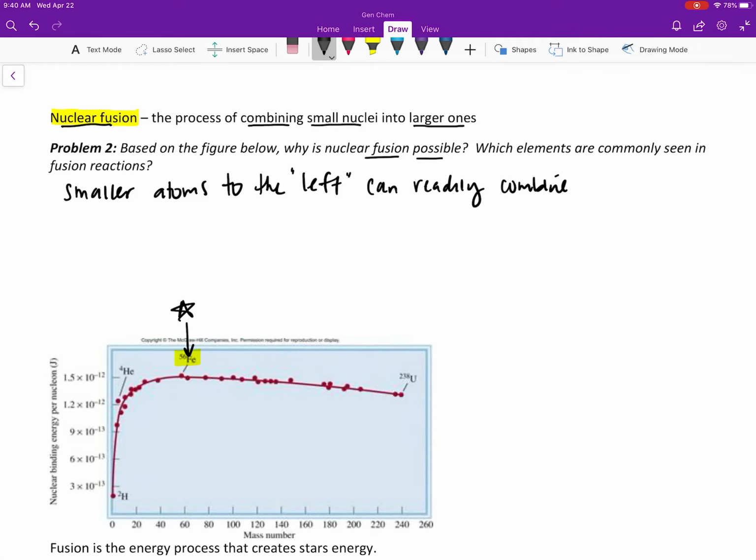combine to form larger atoms until iron 56. Okay, because that's kind of when the cost benefit of putting them together goes down. It's going to start costing more to combine things heavier than iron to make things heavier than iron.